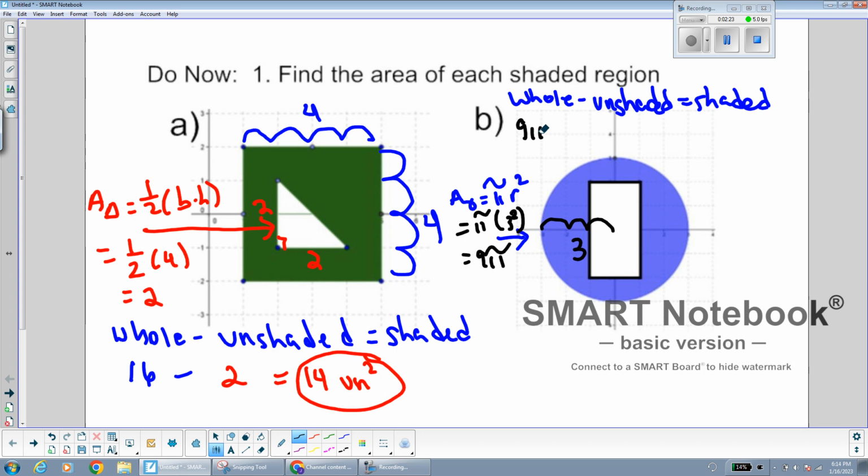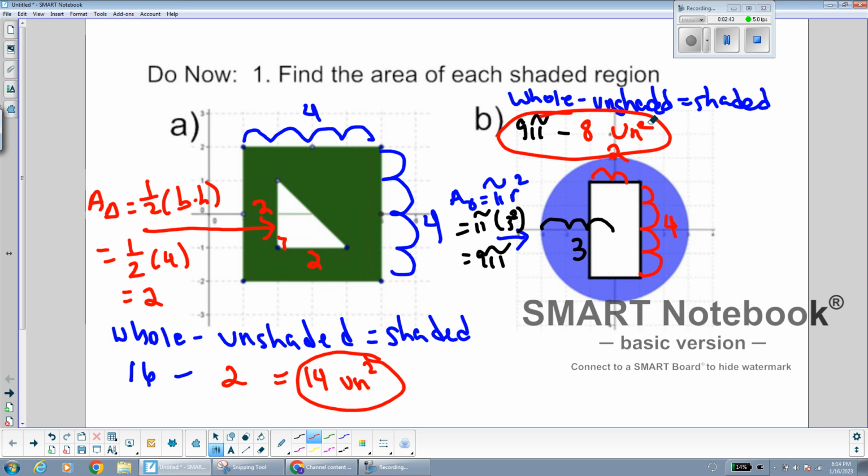So we have the whole minus the unshaded, that's a rectangle. So that is 2 by 1, 2, 3, 4, 2 by 4. So that's minus 8. So the area of the shaded region is 9 pi minus 8 units squared.